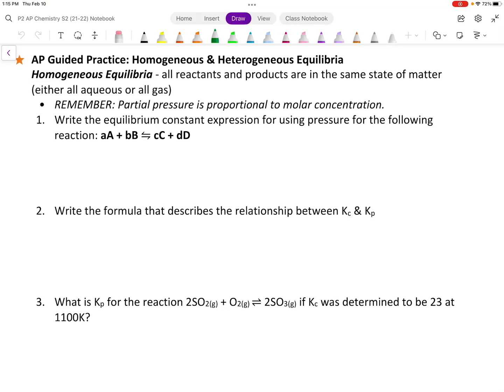Welcome to this AP guided practice on homogeneous and heterogeneous equilibria. So we're going to take a look at each one of these today and some of the parameters around how to work with them to solve problems.